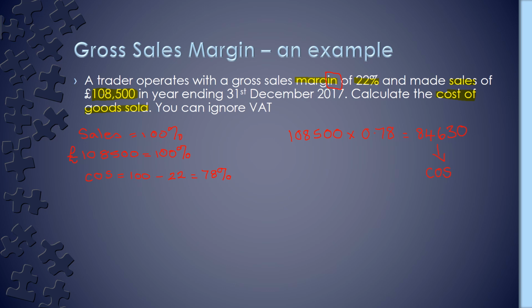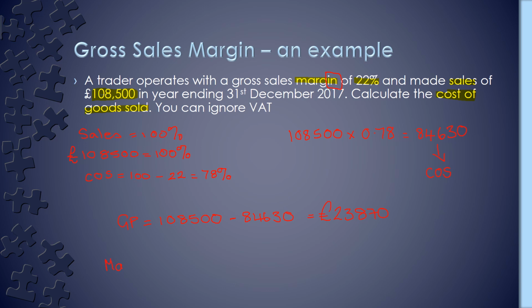Now we can go and prove it again. So our gross profit equals 108,500, which is our sales, minus our cost of sales, which is the new figure that we've just worked out, and that equals 23,870. So now that we've got our gross profit, we can put it back into the formula that we use to work out our margins so we can prove our calculations are correct.